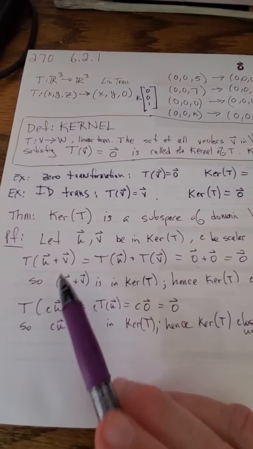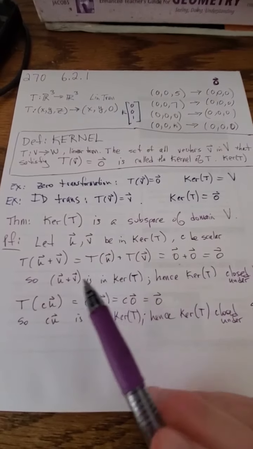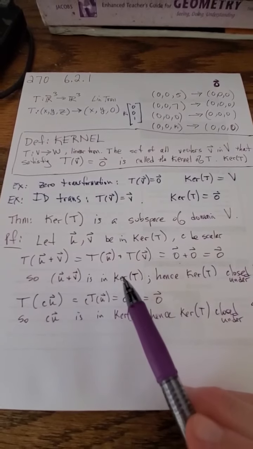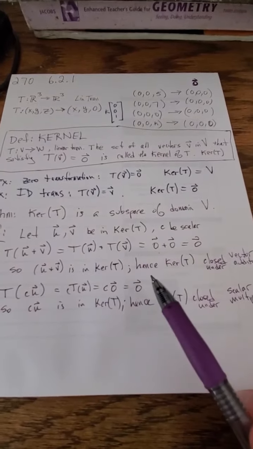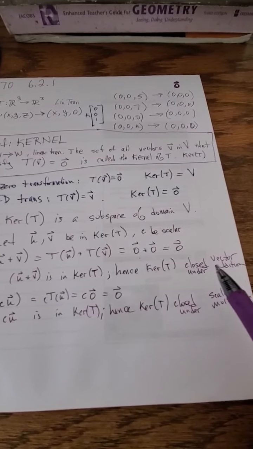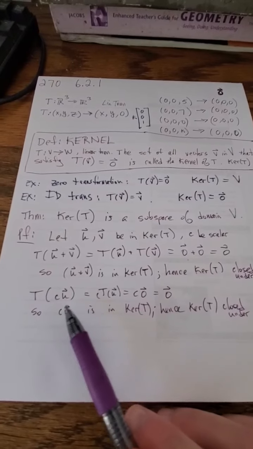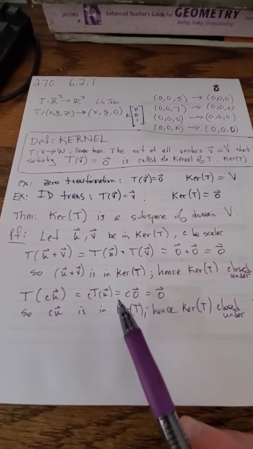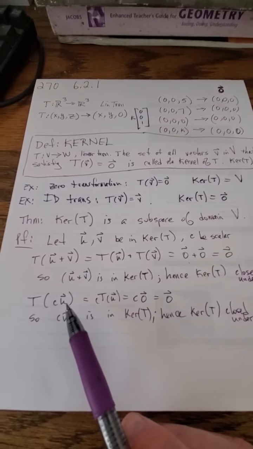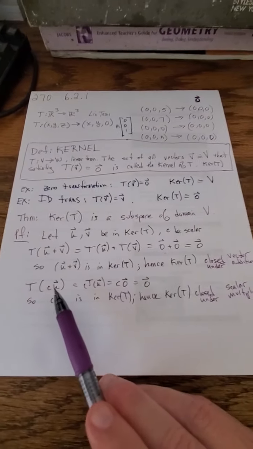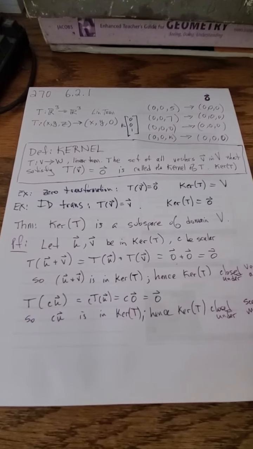So T of u plus v is equal to T of u plus T of v, which is 0 plus 0, which is the zero vector. So we see that u plus v is in the kernel of T because T of u plus v is equal to the zero vector. Hence, the kernel of T is closed under vector addition. Similarly, T of cu is equal to c times T of u, which is c times 0, which is 0, which means that cu goes to 0. So if u is in the kernel, cu is also in the kernel, which means the kernel is closed under scalar multiplication. Hence, the kernel is a subspace. The end.